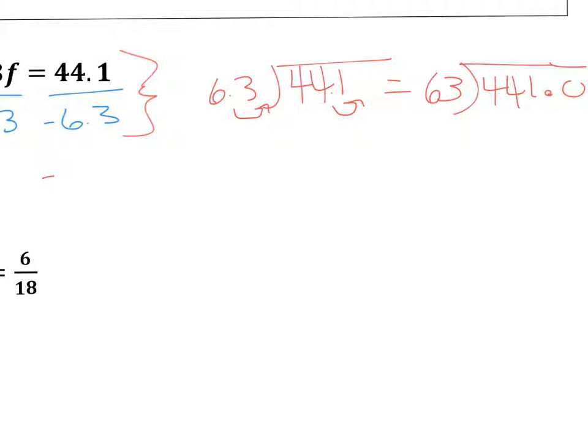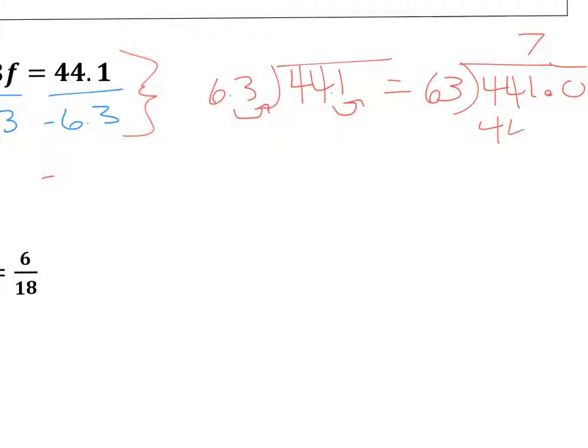You can estimate 63 to be about 60, so think about how many times 60 would go into about 450. Well, 60 times 4 would be 240. 60 times 7 would be about 420. 60 times 8 would be about 480. So it seems like it's probably going to fit in 7 times. And that is true. 63 times 7 is 441. So we put the 7 on top.